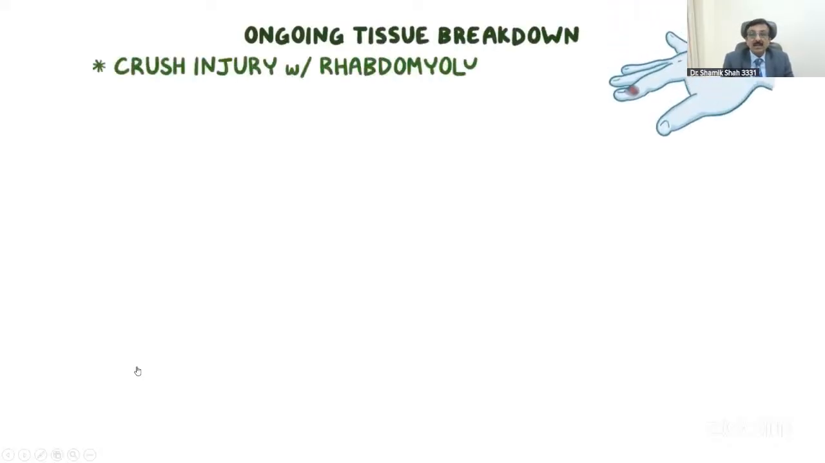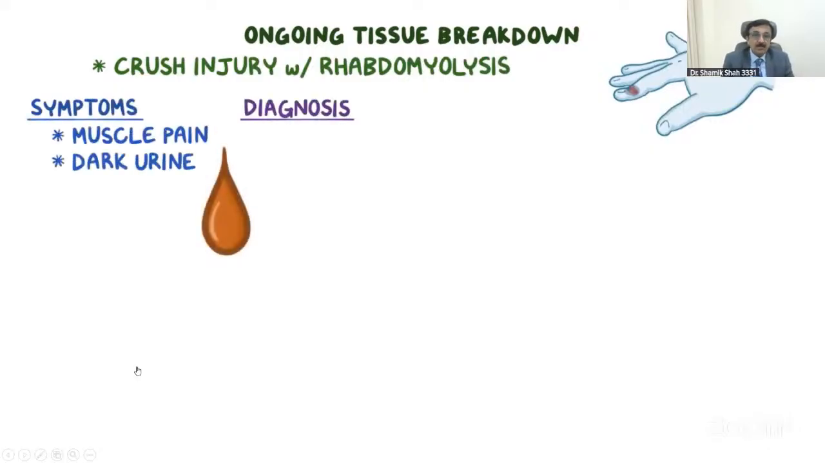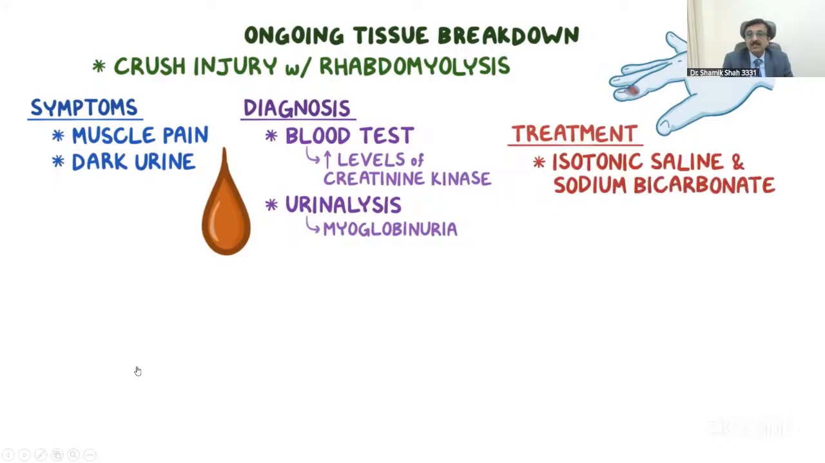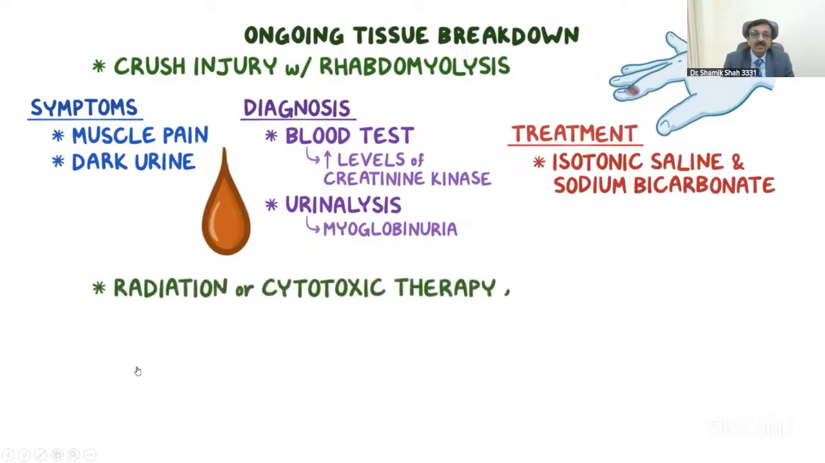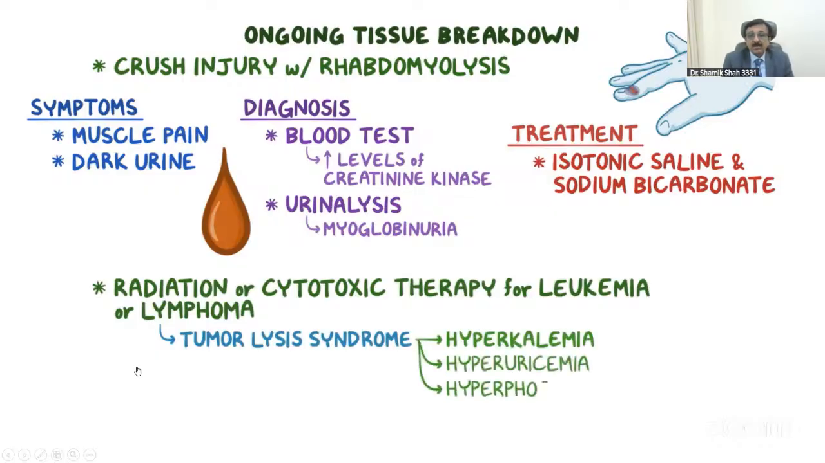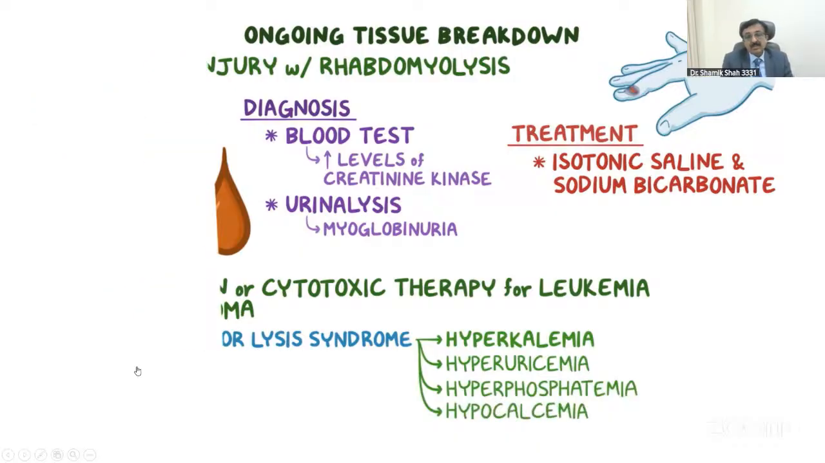Ongoing tissue breakdown, like rhabdomyolysis or tumor lysis syndrome. In rhabdomyolysis, the patient complains of muscle pain and dark urine. Blood test reveals increased level of creatine kinase. Urine shows myoglobinuria. And treatment, of course, is hydration with isotonic saline and sodium bicarbonate. In patients receiving radiation or cytotoxic therapy for leukemia and lymphoma, we do need to look out for tumor lysis syndrome. In addition to hyperkalemia, these patients have hyperuricemia, hyperphosphatemia, and hypocalcemia.